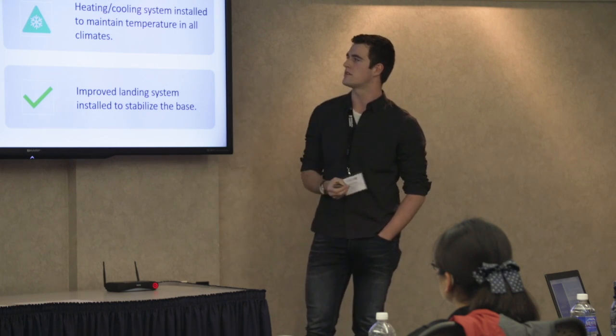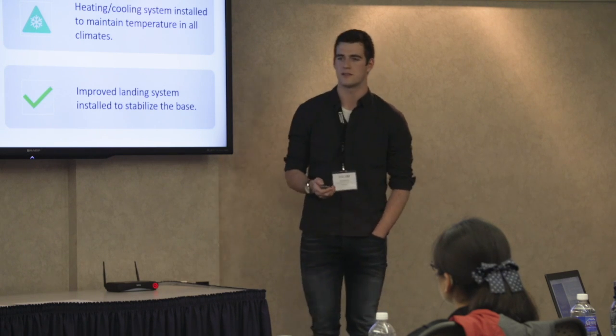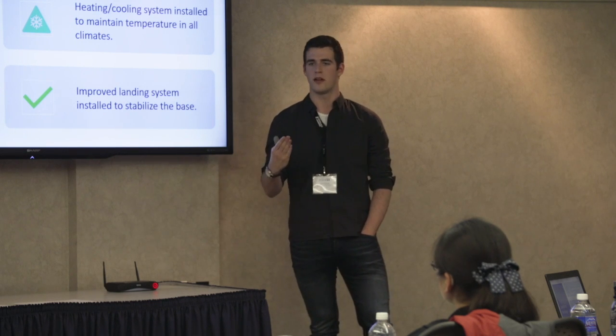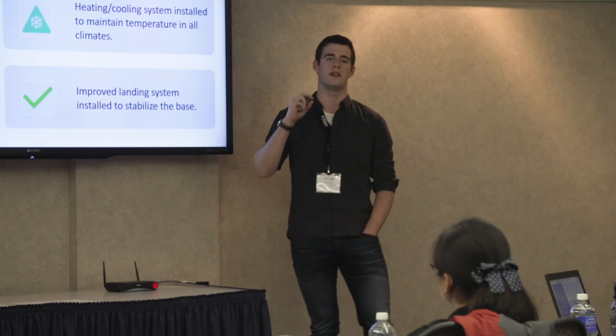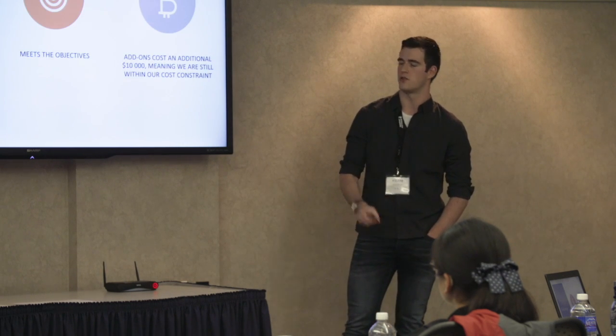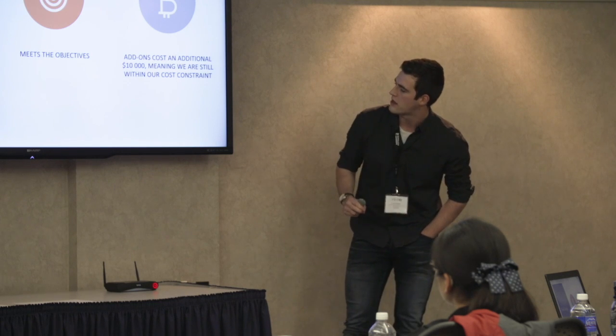But a heating and cooling system, to make sure that it maintains temperature at the proper times, and a landing system so that it stabilizes when it's at the end, right? So what you do is you take the things that didn't work, and you try to fix the particular ones until you meet each of the requirements. And from that, you're able to do a final design which meets the objectives that you set out at the beginning and allows you to have add-ons, I believe.